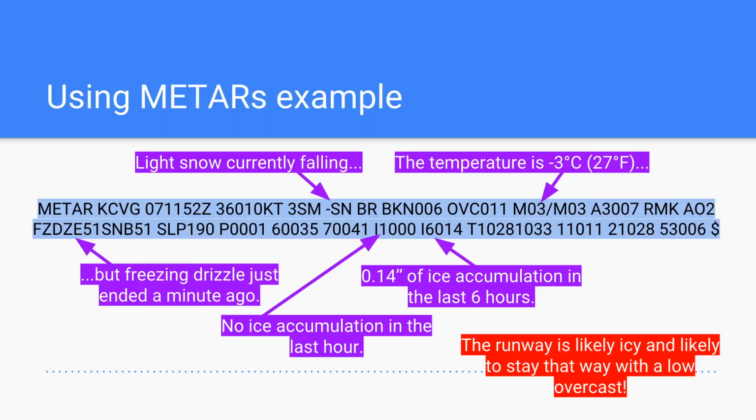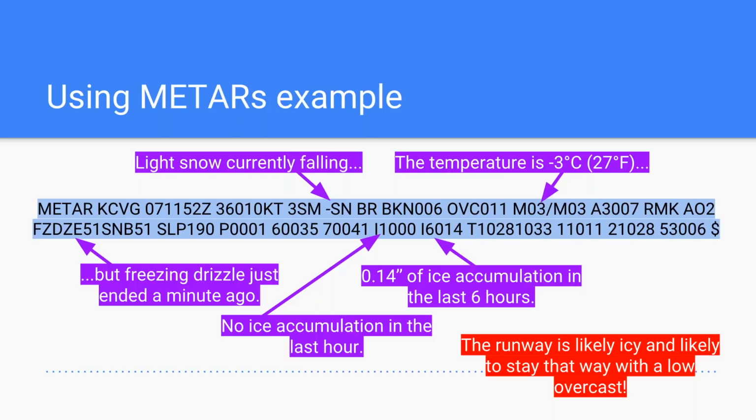If we look at the freezing drizzle ended 51, we find that that was just a minute ago. Now, the I group indicates that we haven't had any accumulation in the last hour. That's for the I1 group. But if we look at the I6, that actually indicates that we had 0.14 of an inch of ice accumulation in the last 6 hours.